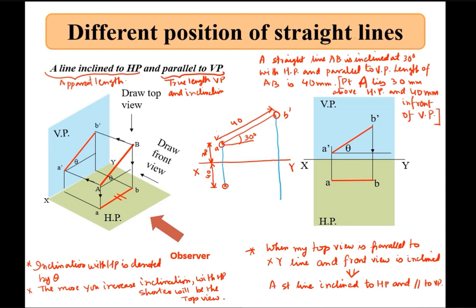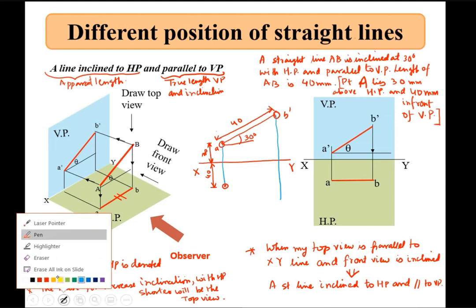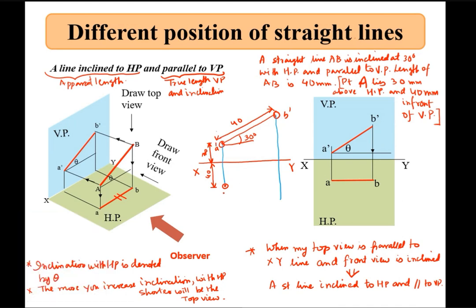So this is my point A dash, this is point B dash, this is point A. From B dash, I draw a perpendicular straight line like this. And from A, I draw a parallel line to the XY line. Where these two meet, that will be my point B. Now clear to you, Manish?